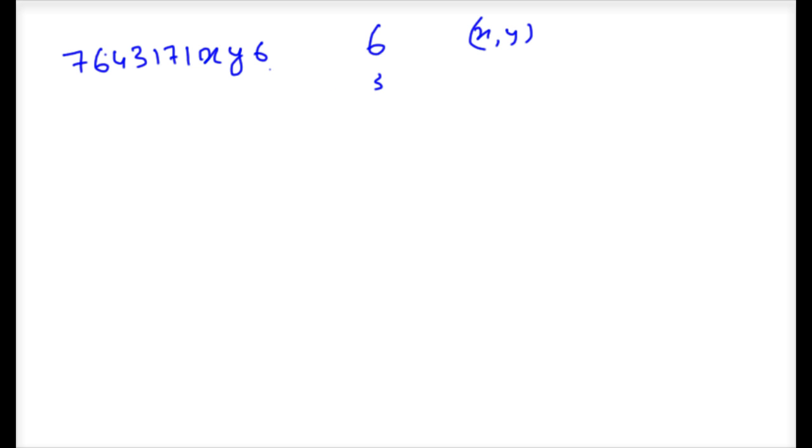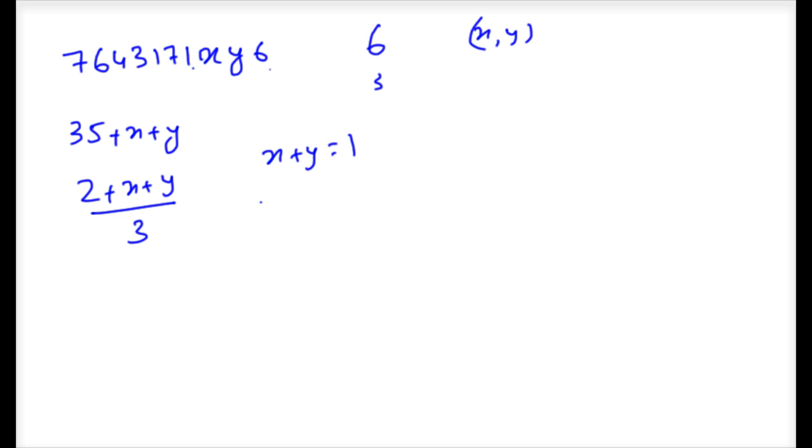So I have 7, 6 plus 4 is 10, 10 plus 7 is 17, 20, 28, 28 plus 1 is 29, 29 plus 6 is 35. So I have 35 plus x plus y. Here again from 35 I can take out 33, so I'll have 2 plus x plus y is divisible by 3. So when is it possible? One, when x plus y is equal to 1. That means x is 0, y is 1, or y is 0 and x is equal to 1.